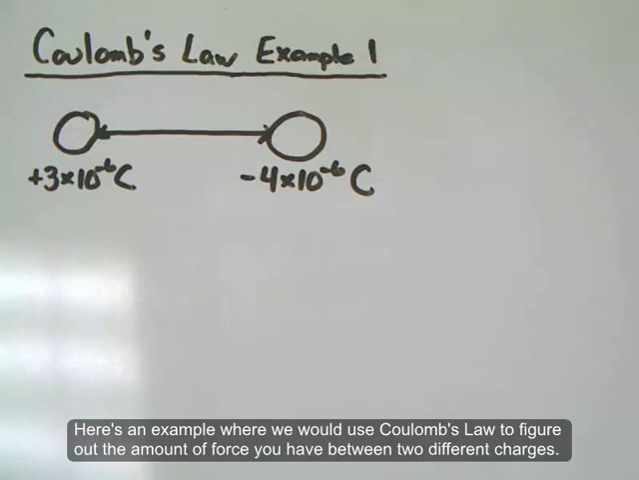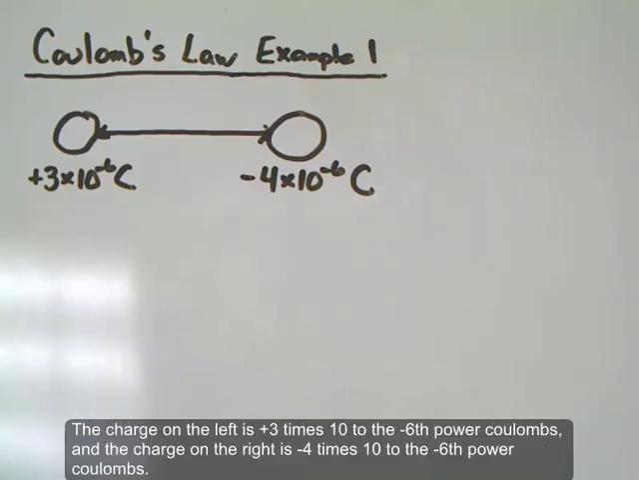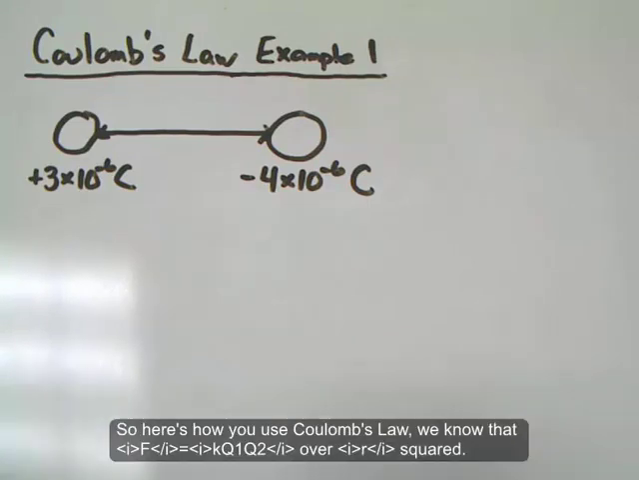Here's an example of where we would use Coulomb's law in order to figure out the force between two different charges. In this example, we're just looking at two specific charges. The charge on the left is positive 3 times 10 to the negative 6 coulombs. The charge to the right is negative 4 times 10 to the negative 6 coulombs. So here's how you'd use Coulomb's law.